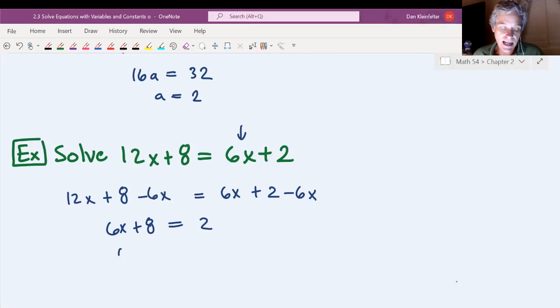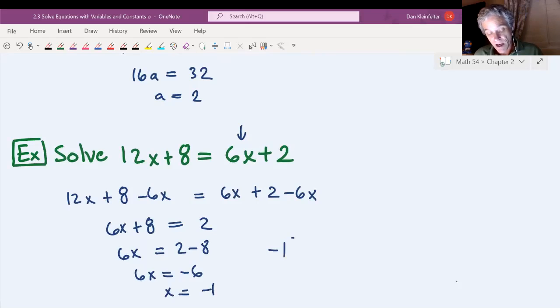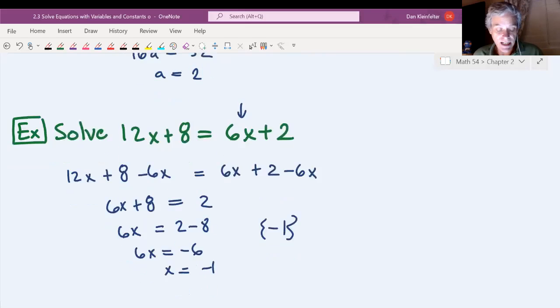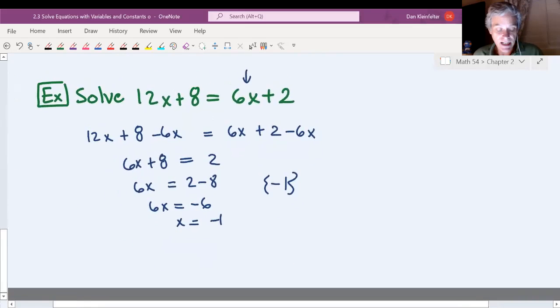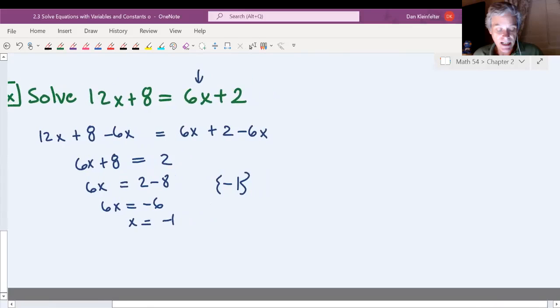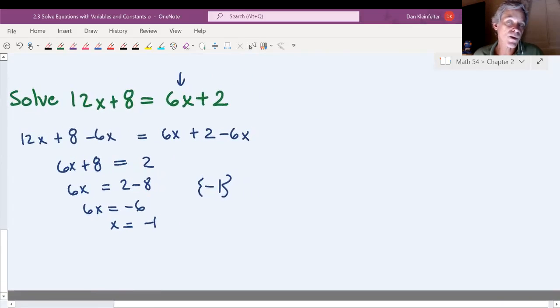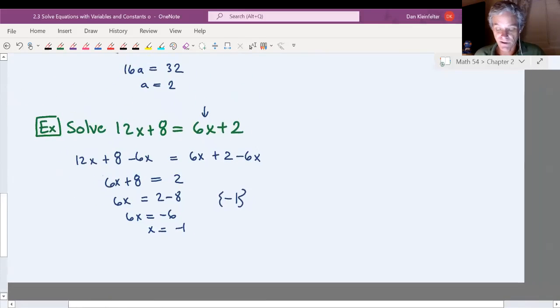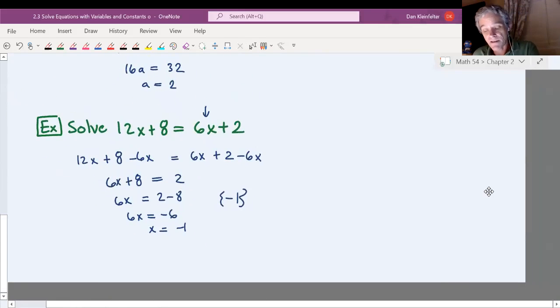So at this point, I need to work on numbers. So I'm going to subtract 8 from both sides. So we will have 2 minus 8 on the right side. So 6x is negative 6, and x then is negative 1. For all that, our solution is just negative 1. Okay, as I'd said, if you had chosen to collect the variables on the right or work with numbers first, that would be okay. You're going to end up with different looking work, but you would have the same answer.